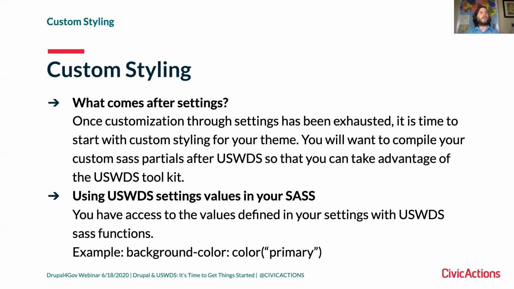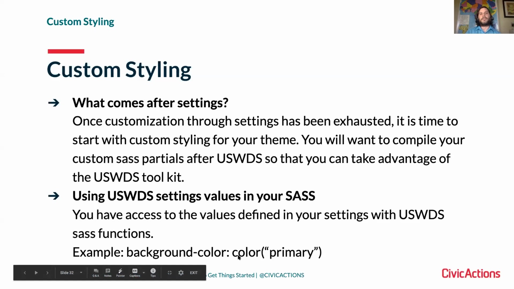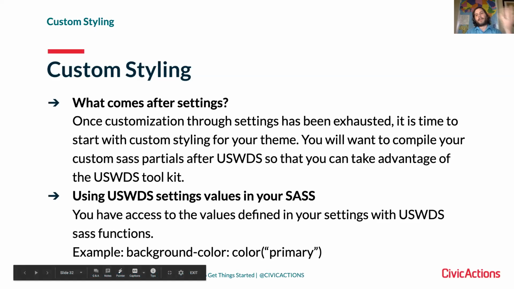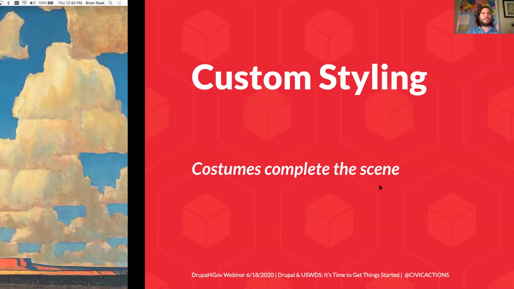We just need to compile our own custom SASS partials after USWDS so we can take advantage of the USWDS toolkit with its tokens and functions and things like that. And that allows us to use USWDS settings values in our own custom SASS. So you have access to the values that you've defined through functions. So for colors, for example, you can see here background color. You can call that primary color that you set by using this color function and then ask for the primary color. And as long as you're compiling after USWDS, you have access to all of that. And I'll show you what that looks like here in practice. Oh, I went the wrong way.